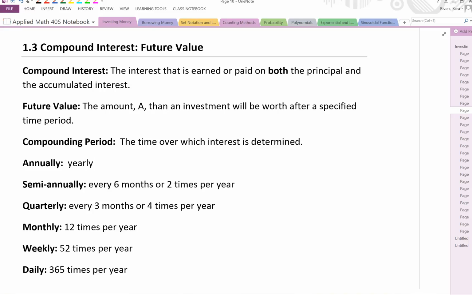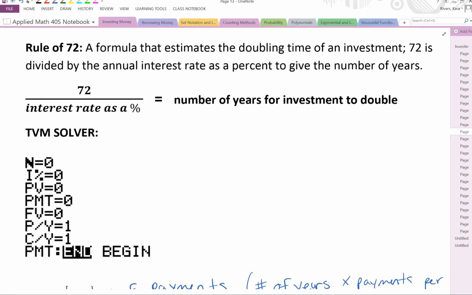So let's turn our books to page 13. Now, the Rule of 72 is a formula that estimates the doubling time of an investment. 72 is divided by the annual interest rate as a percent to give the number of years. So if you know the interest rate as a percent, you take 72 divided by that, and that will give you the approximate number of years for an investment to double.